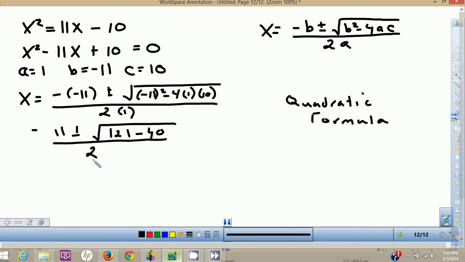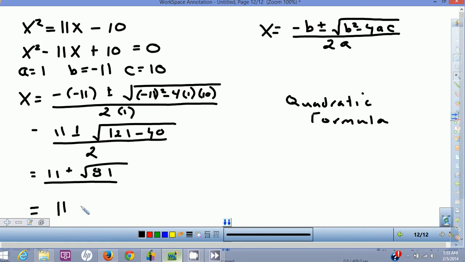So now, if we simplify 121 minus 40, we get 11 plus or minus the square root of 81, over 2. Well, what's the square root of 81? The square root of 81 is 9. So we have 11 plus or minus 9 over 2.